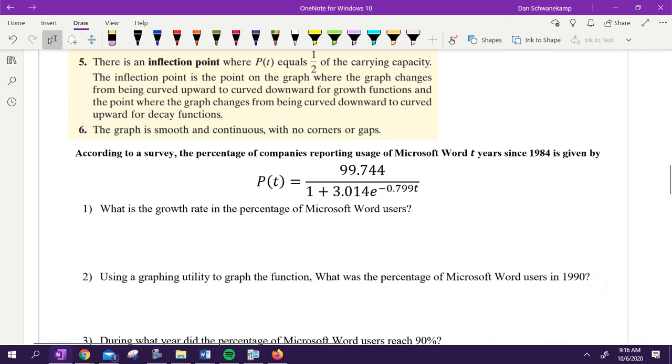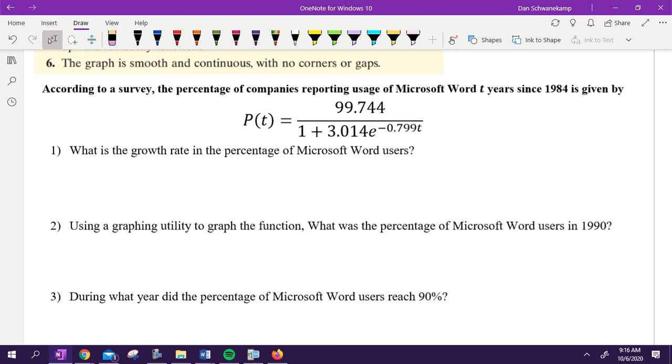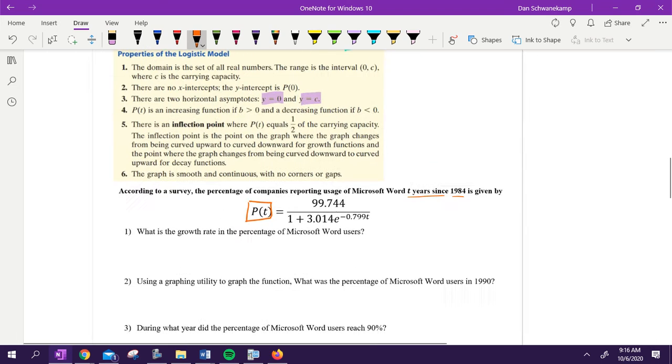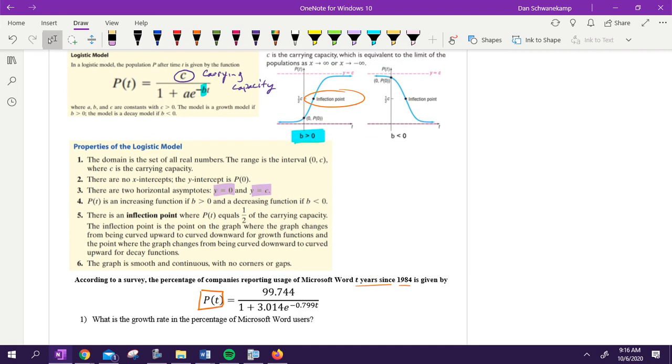All right, here we go. Let's see what's going on here. According to a survey, the percentage of companies reporting usage of Microsoft Word t years since 1984 is given by this. So P of t represents the percentage of businesses that use Microsoft Word. What is the growth rate in the percentage of Microsoft Word users? So that's not a calculation. It's just looking at the formula. What is the growth rate here?